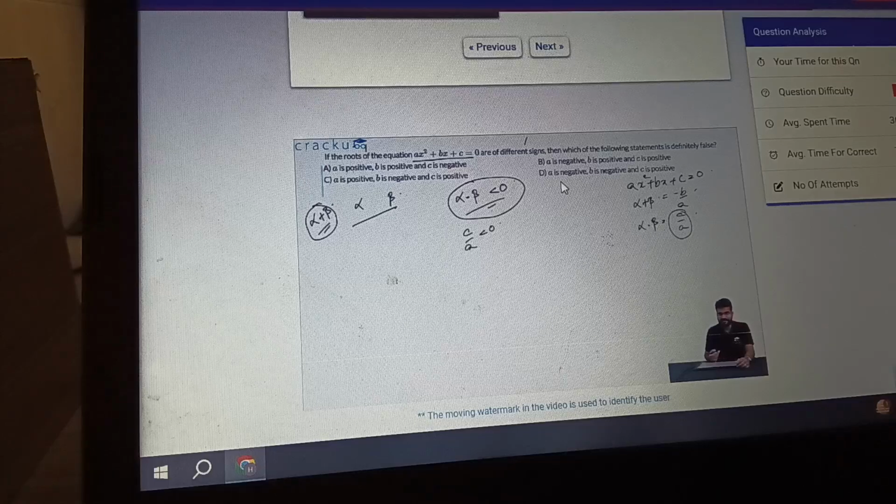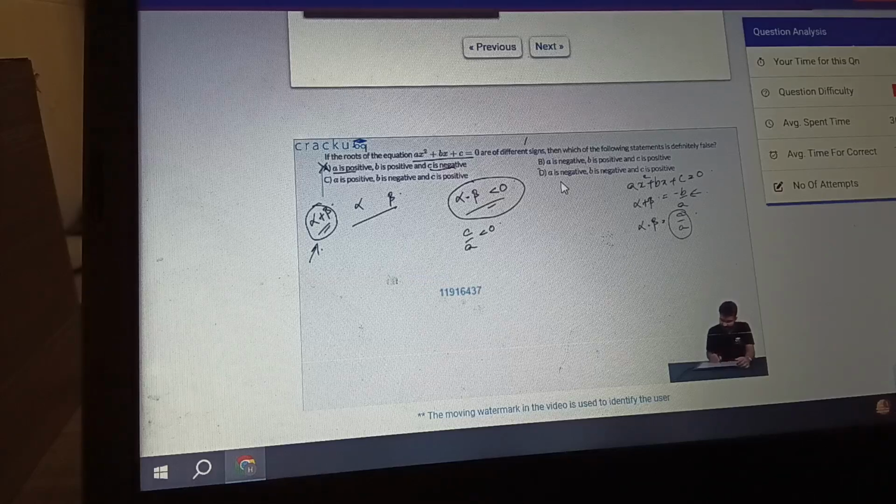Now let us look at the options that are given. Notice again that we can't conclude much about alpha plus beta. That is, we can't conclude much about minus b by a. So if you look at the first option, a is positive and c is negative. So c by a will be negative. So we can't conclude that this is definitely false. So this is not the correct answer.